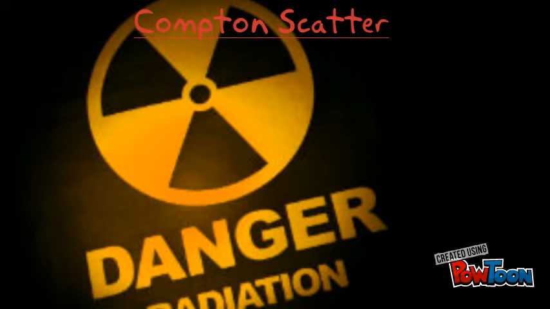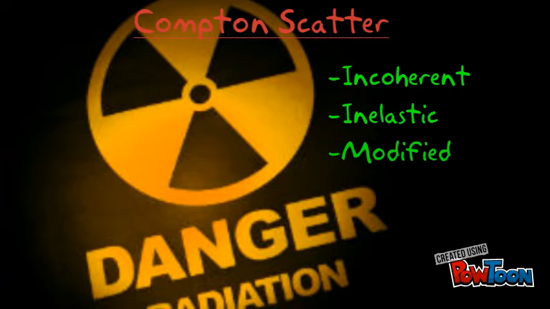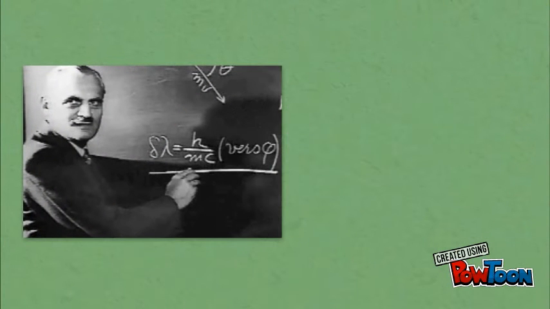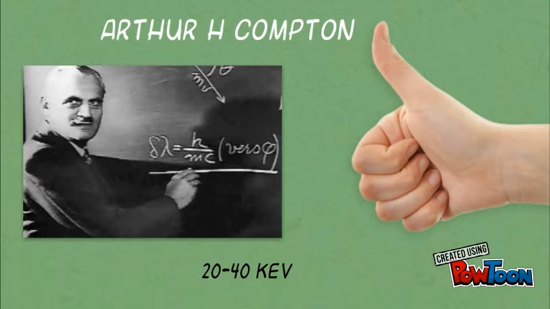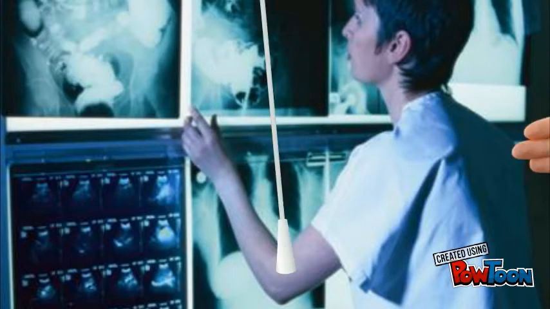Compton scatter, sometimes referred to as incoherent, inelastic, or modified scatter, was first discovered in 1922 by American physicist Arthur H. Compton. This interaction occurs most often at X-ray photon energies between 20 and 40 kilo-electron volts, and is responsible for the majority of scatter produced within diagnostic imaging.